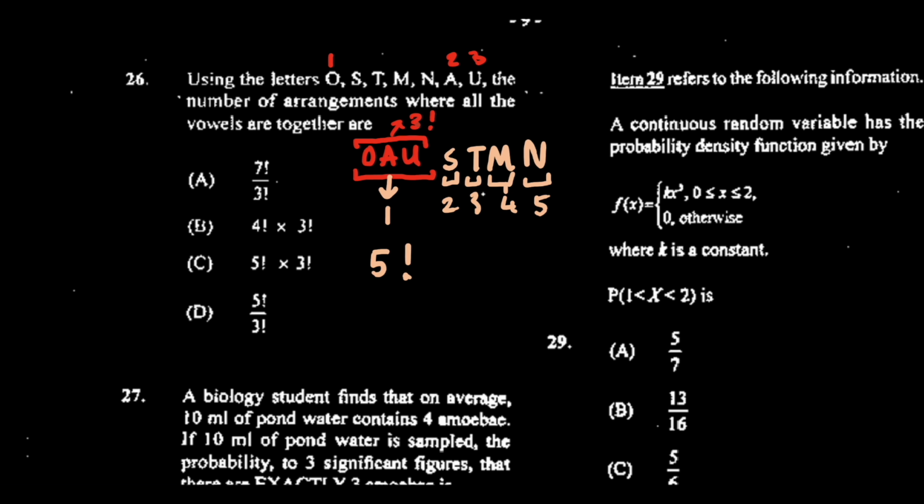So therefore we have to multiply the number of ways we can arrange these groups by the number of ways we can arrange the letters within the vowel set. The answer would be 5 factorial times 3 factorial.